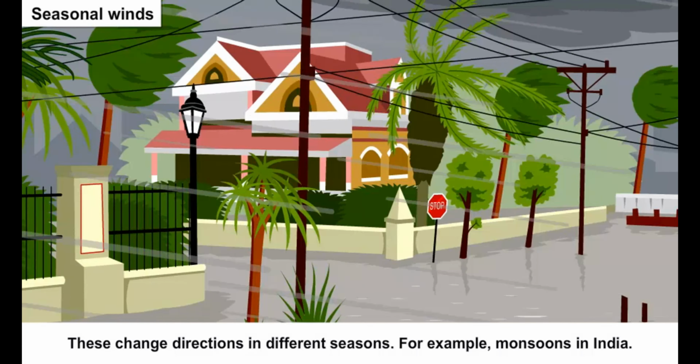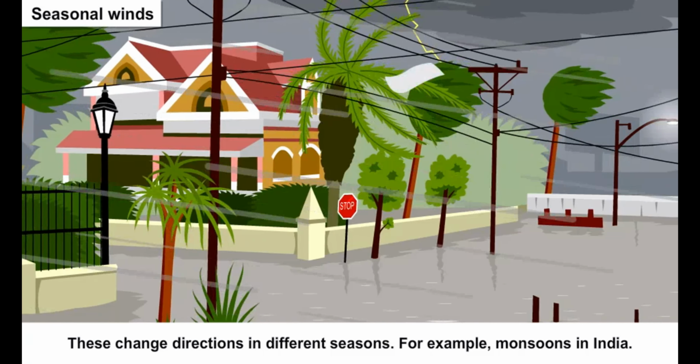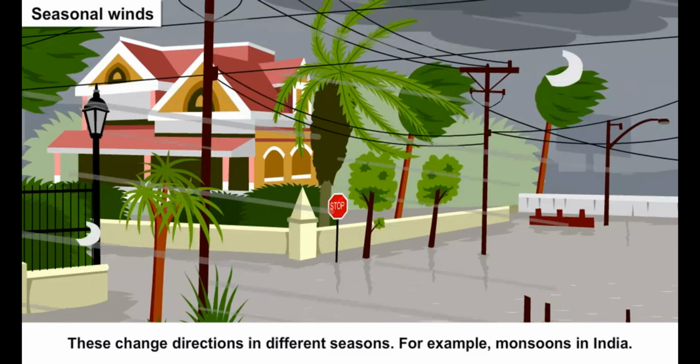Seasonal winds. These change directions in different seasons. For example, monsoons in India. Local winds. These winds blow only on a particular day or year in a small area. For example, a sea breeze or the hot and dry winds called Loo in the northern plains of India.